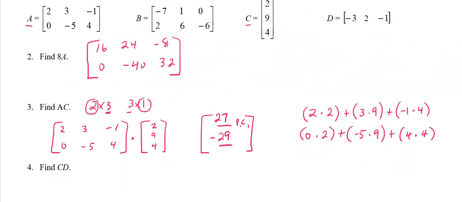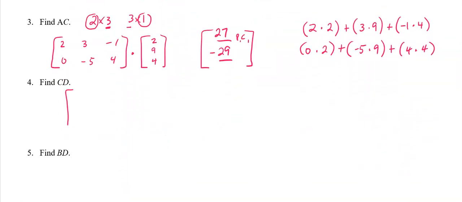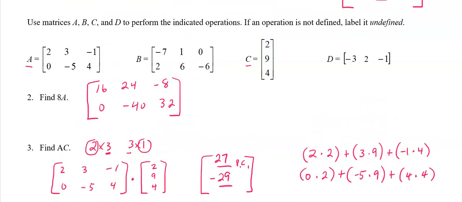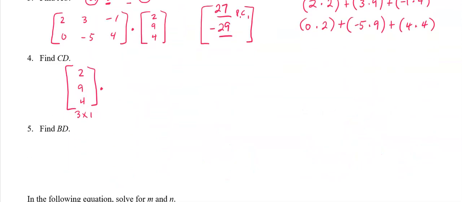C times D. The C matrix is again 2, 9, 4, a 3 by 1. And D is 1 row with 3 columns: negative 3, 2, negative 1.